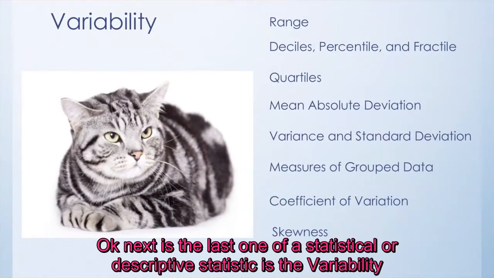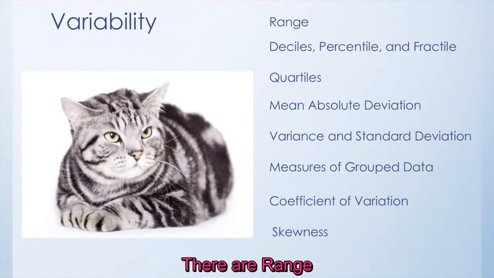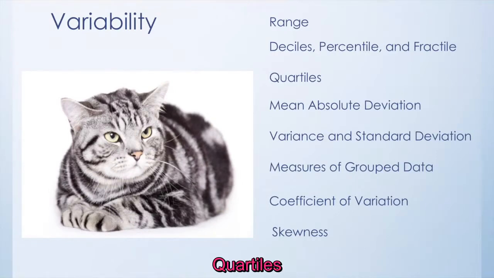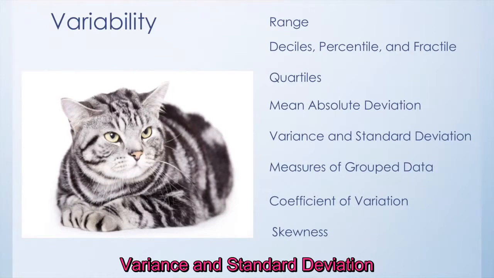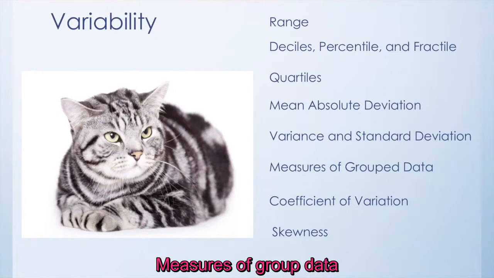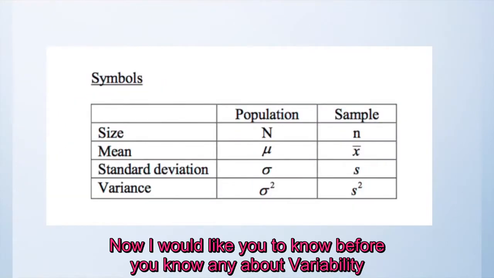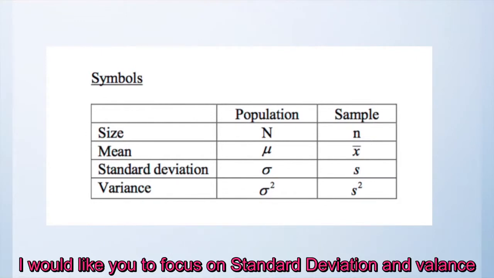Okay, next, the last one of descriptive statistics is variability. Their range, deciles, percentile, fractile, quartiles, mean absolute deviation, variance and standard deviation, measures of grouped data, coefficient of variation, and skewness. Now before you know anything about variability, I would like you to focus on standard deviation and variance.